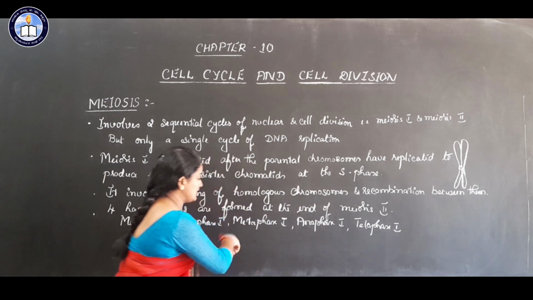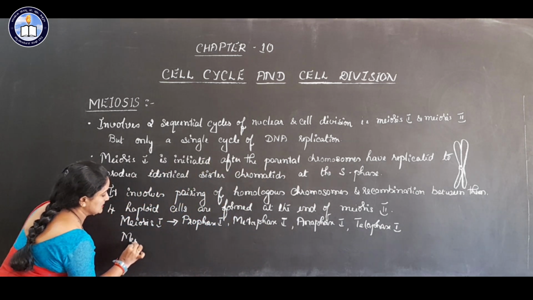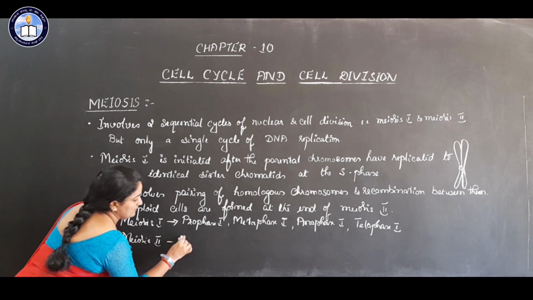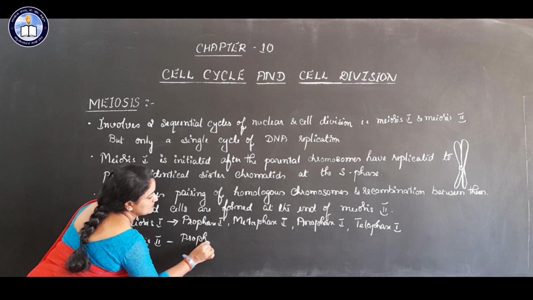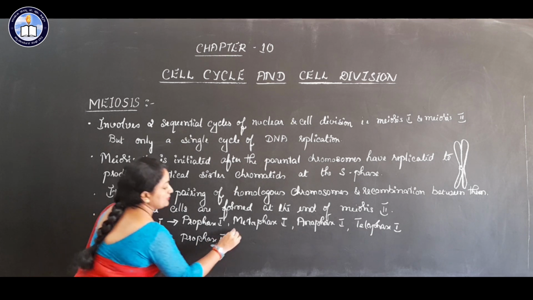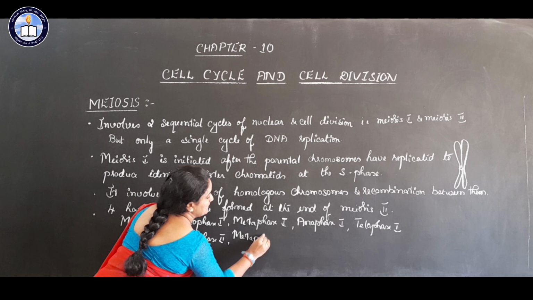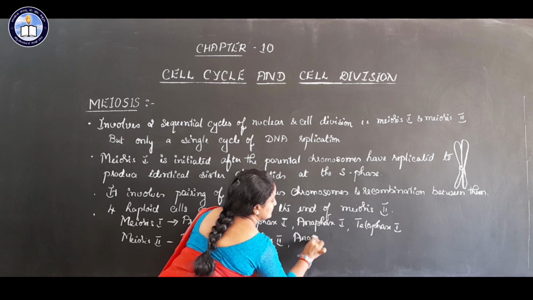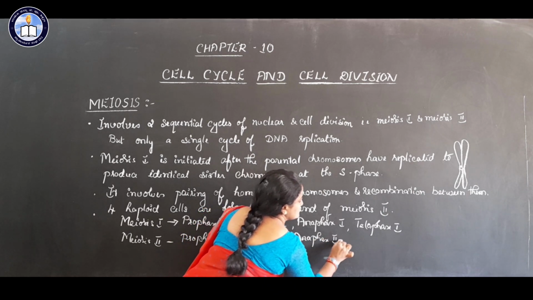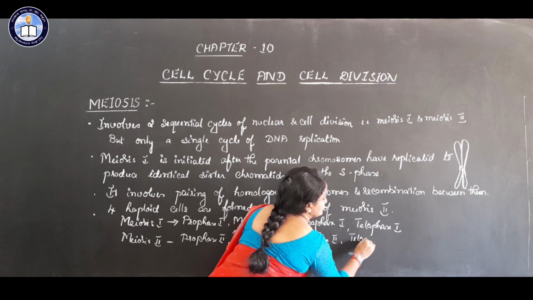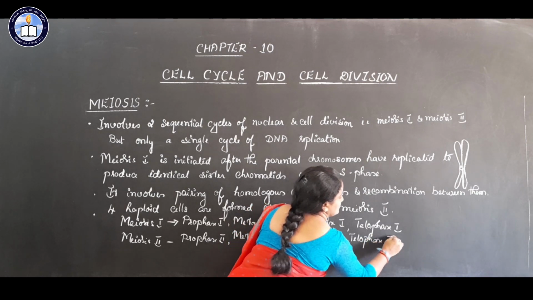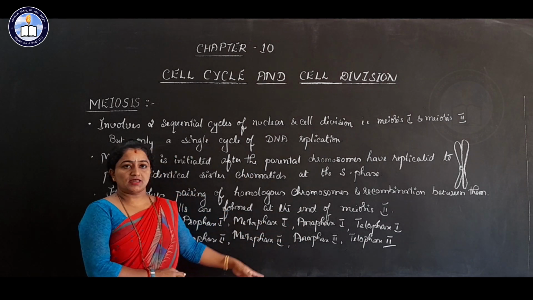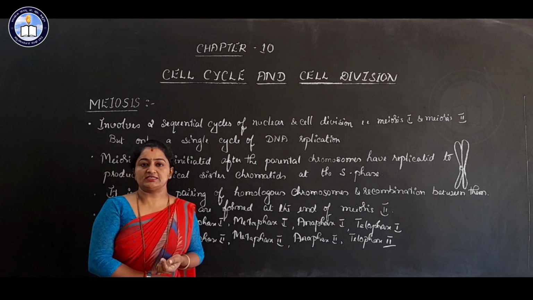Same thing in the case of meiosis second, it is also divided into prophase second, metaphase second, anaphase second, telophase second. These are the substages of meiosis. So, this is the difference between mitosis and meiosis.